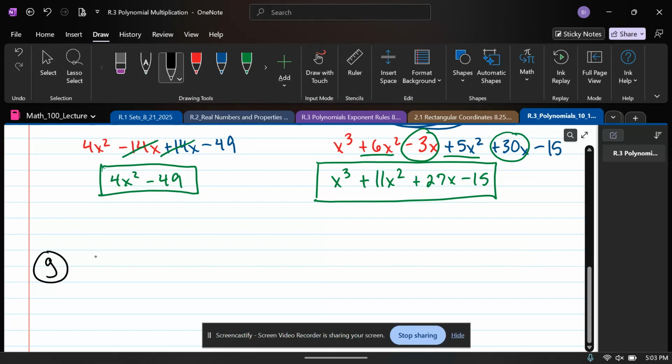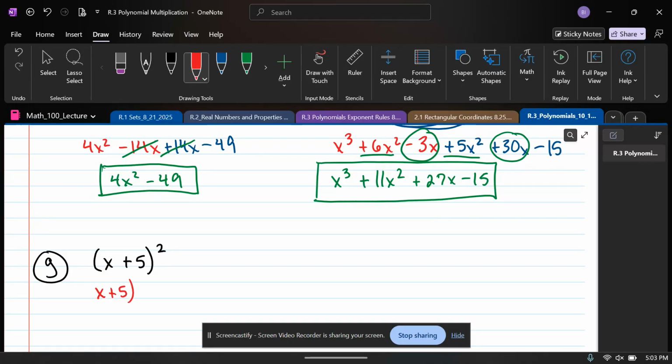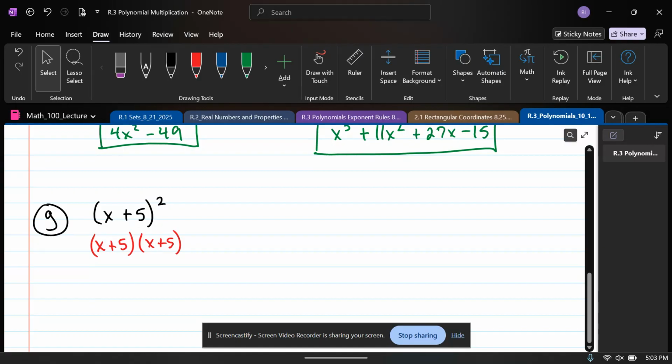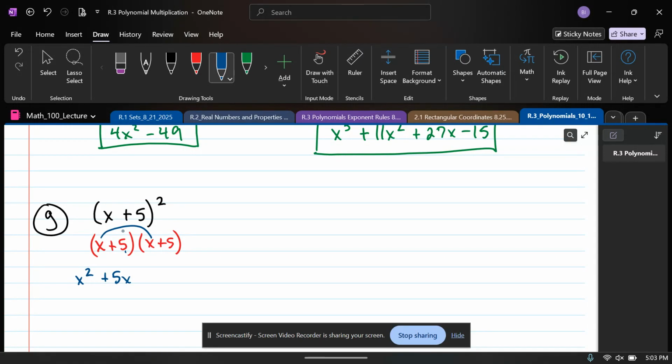All right, here's a fun little math problem. What does it mean to square x plus 5? x plus 5 times x plus 5. Yeah, rewrite it twice. So I'm going to do x plus 5 times x plus 5. And then I'm doing the same thing that I did on example C, D, and E. Doing all the same stuff there. So x times x is x squared plus 5x plus another 5x plus 25. And then combine your like terms to finish it up.